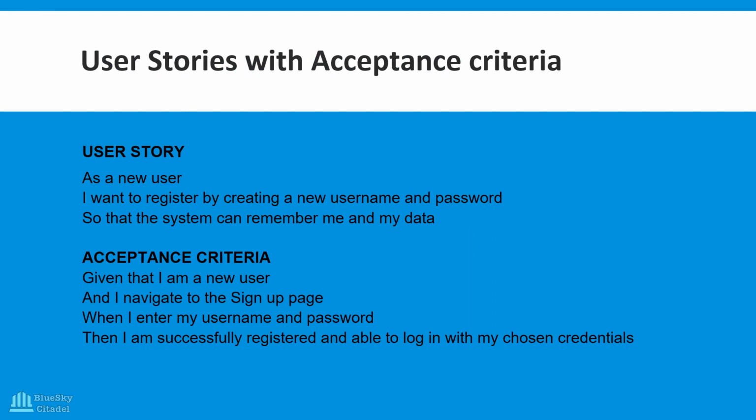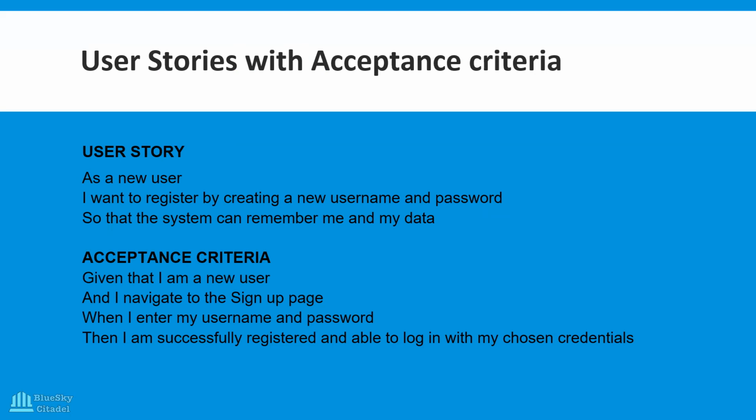Remember we said that a user story without your acceptance criteria is like a wish list, isn't it? Now, for your user story to even carry weight at all, for you to even be able to go to refinement, you must have an acceptance criteria, or else there's nothing for the developers to develop. It's just like saying, I want to register by creating a new username and password so that the system can remember my data. And so how do you know that you are able to register? Do you get what I mean? So there has to be a list.